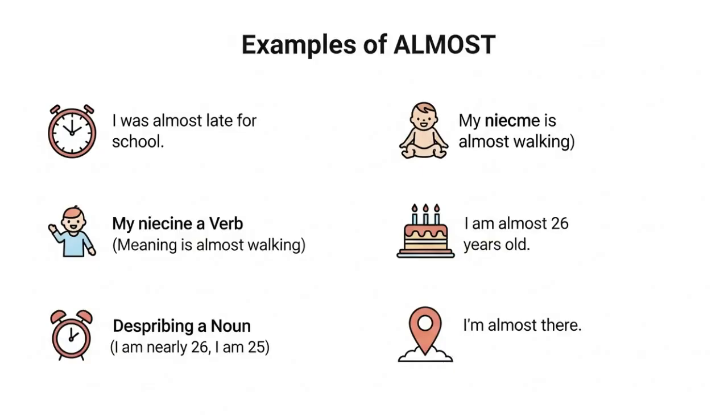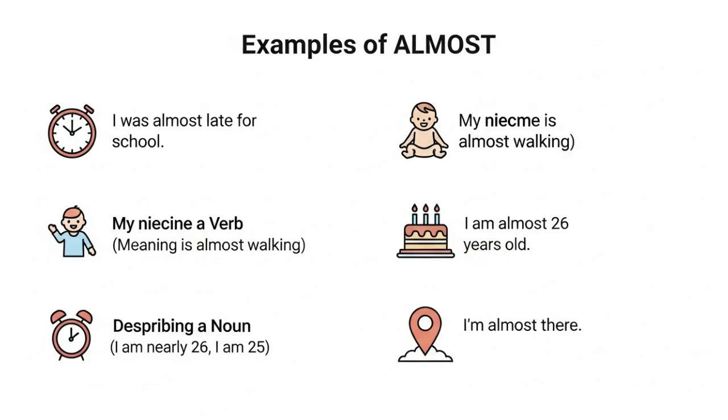Number 1, I was almost late for school. So in this case, we are describing an adjective. Late is an adjective, and almost is describing late. So what does this sentence mean? I was almost late for school. Well, it means I was on time, but maybe school starts at 9 a.m. I arrived at 8:59. I was very close to being late.